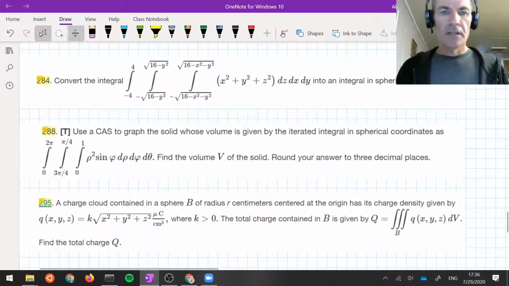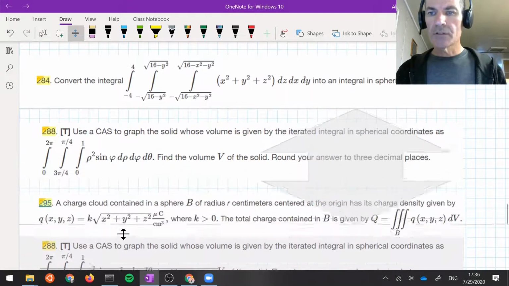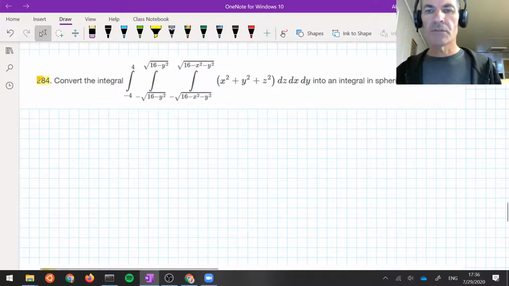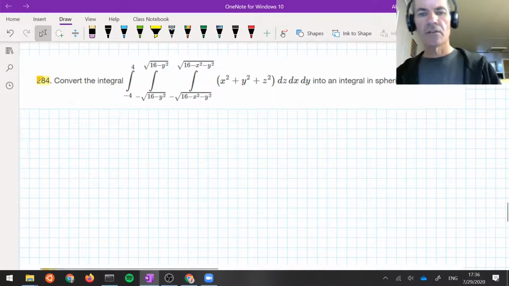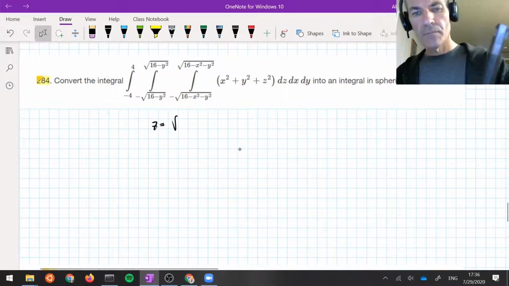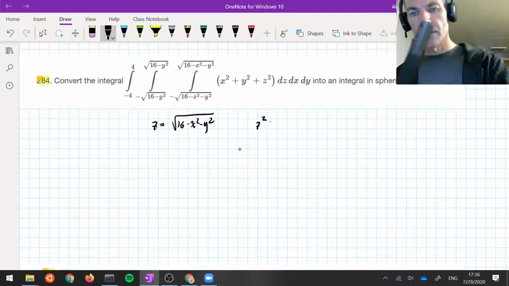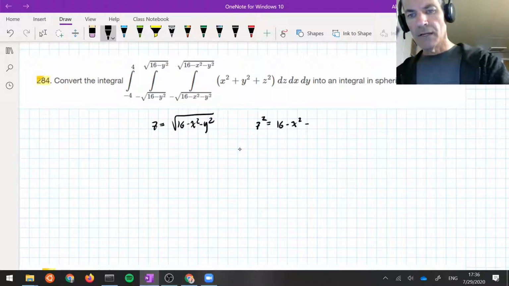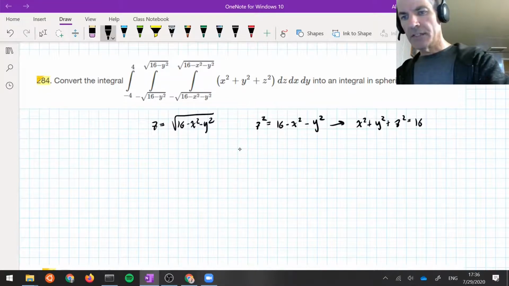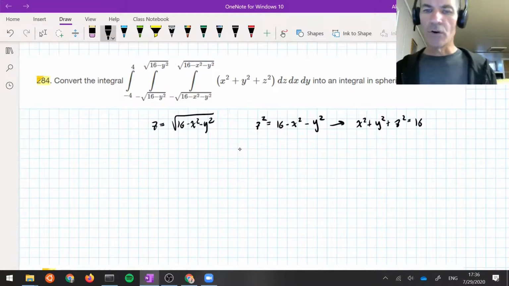Let's see, convert the integral given in Cartesian coordinates to an integral in spherical coordinates. So the goal here is to figure out what kind of shape is being described by these limits of integration. The integrand is not super important at this stage. This looks like we're doing dz dx dy, so this is z equals square root of 16 minus x squared minus y squared. And if you square both sides, you get z squared equals 16 minus x squared minus y squared, or x squared plus y squared plus z squared equals 16, and that's our friendly sphere of radius 4.